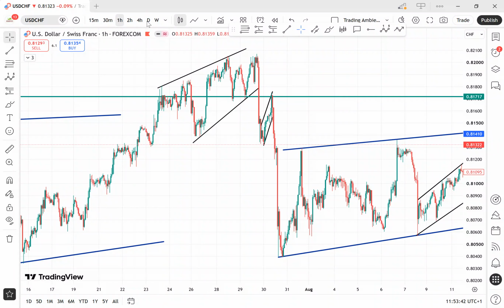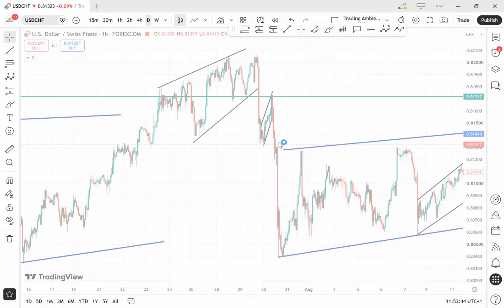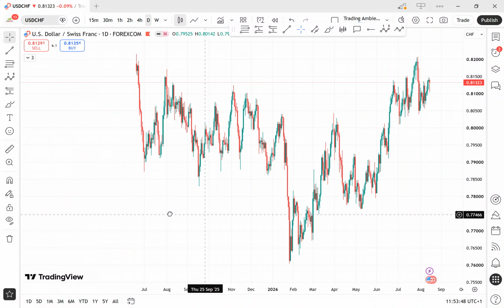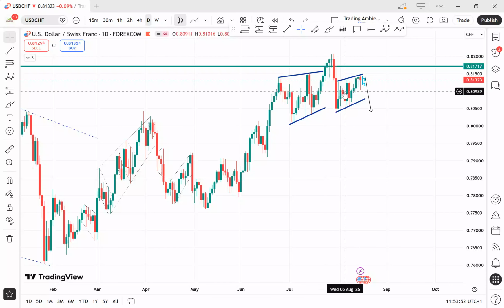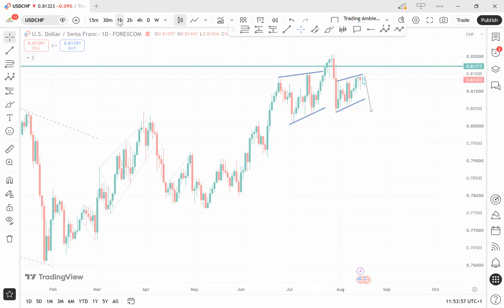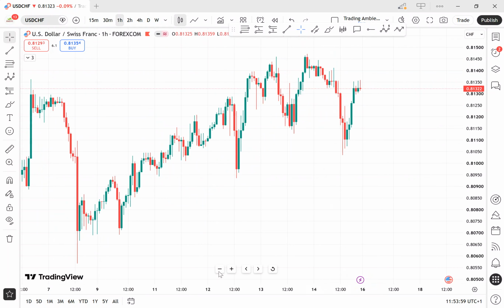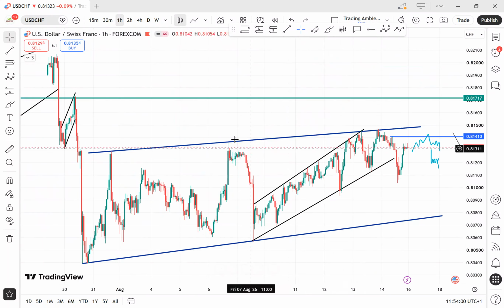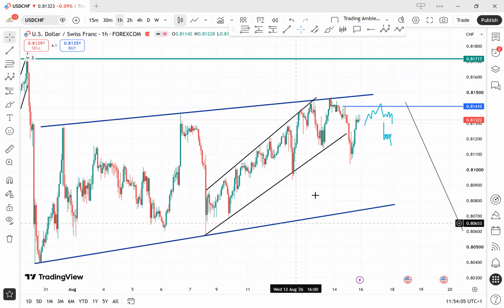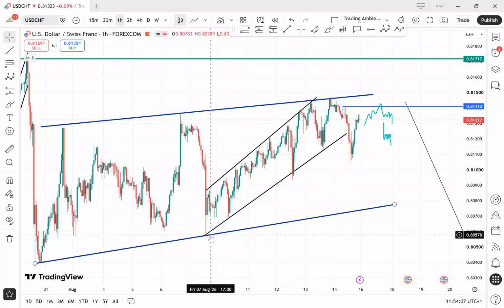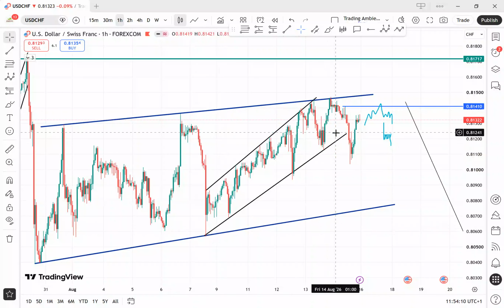So right now on the daily time frame for USD CHF, we have a bearish impulse and a bearish continuation structure. Going back to the lower time frame to see how this is developing, we have this higher time frame bearish continuation structure, but within it, we have an ascending channel. And right now, the price has broken out of this ascending channel.